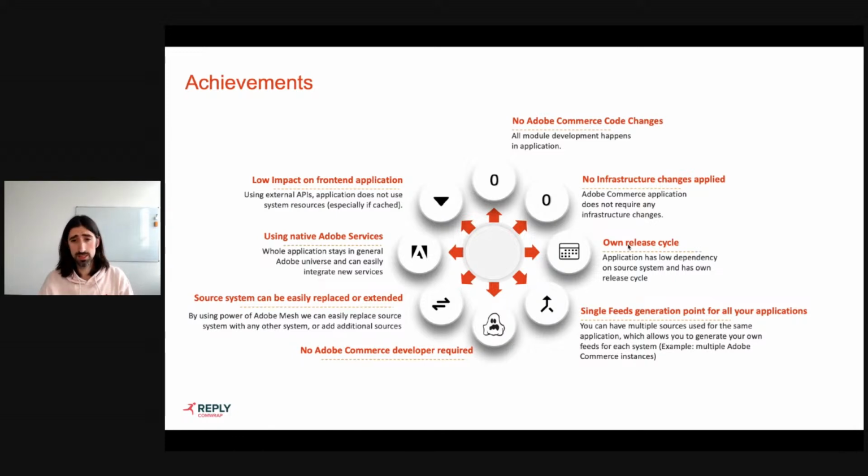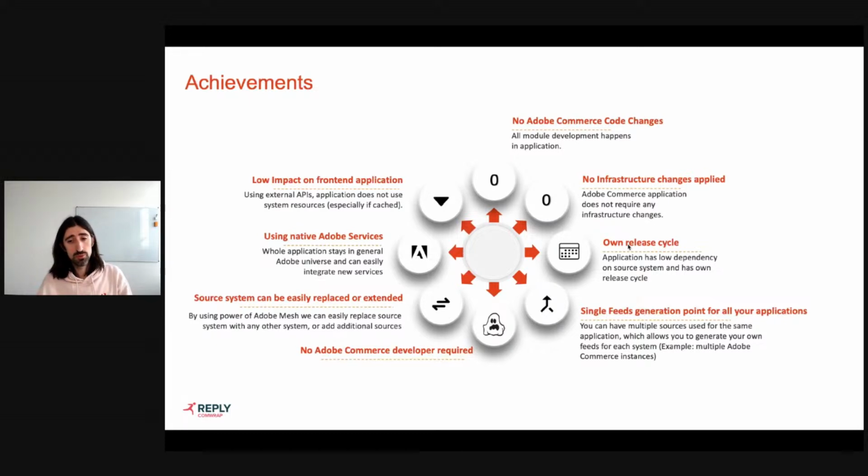Other systems could be used, Adobe or Amazon AWS, for example, but then you need to manage those services yourself. In this case, it's not our responsibility as the Adobe Commerce team, which makes us happy. We don't really like to work with DevOps. The source system can be easily replaced or extended. As I mentioned already multiple times, I guess it's clear.